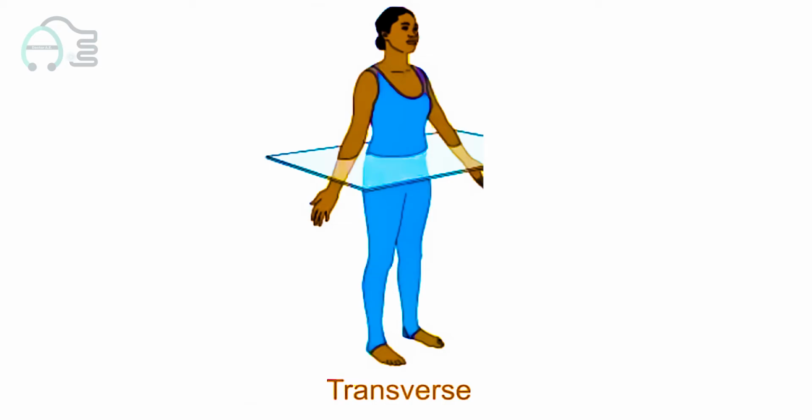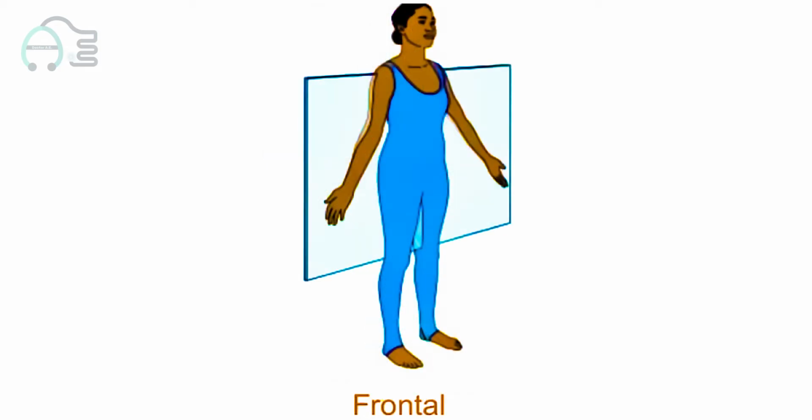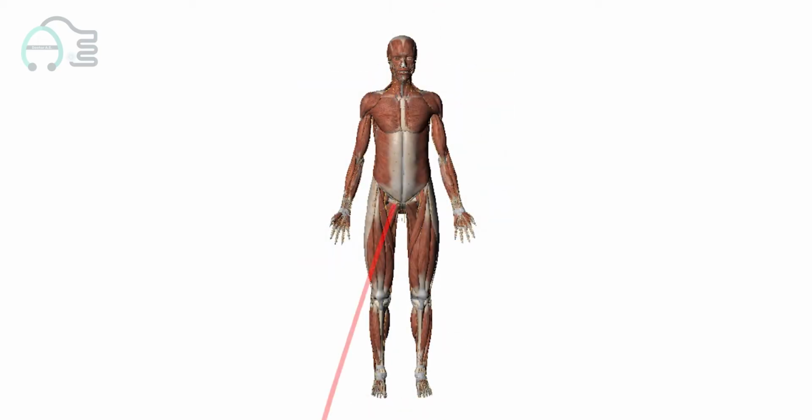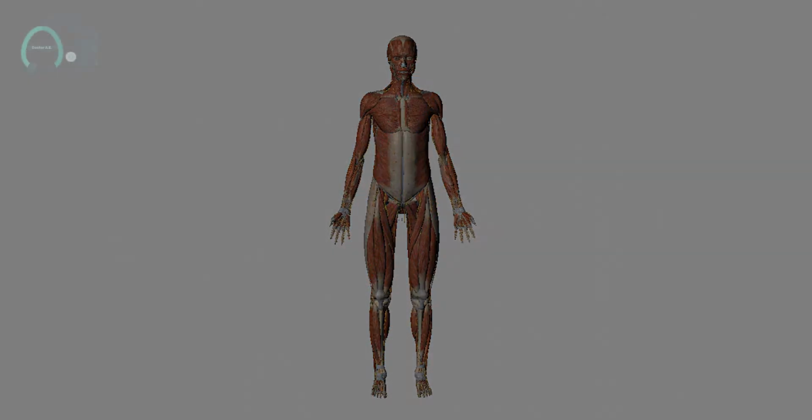Transverse or horizontal plane, which is a transverse plane which divides the body into upper and lower parts. Coronal or frontal plane, which is a vertical plane that divides the body into anterior and posterior parts. Named after the coronal suture of the skull. Oblique plane, any plane other than the above described planes.